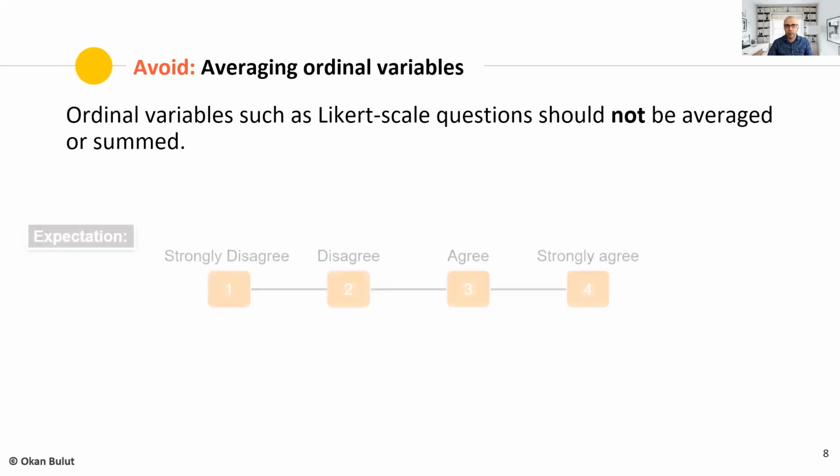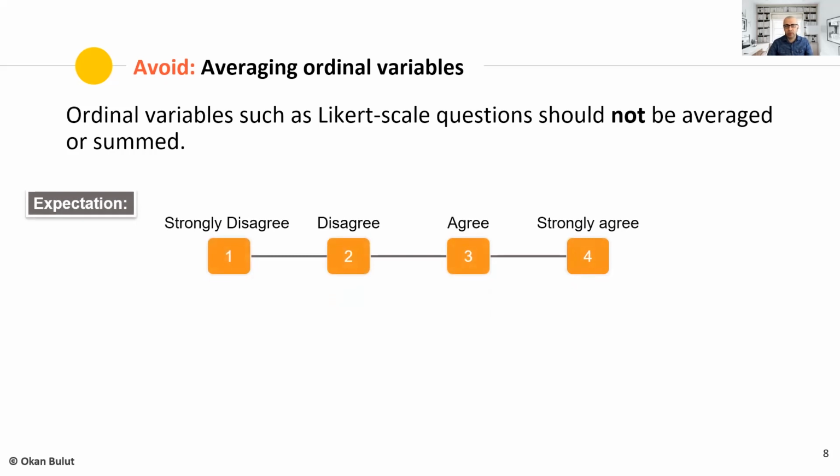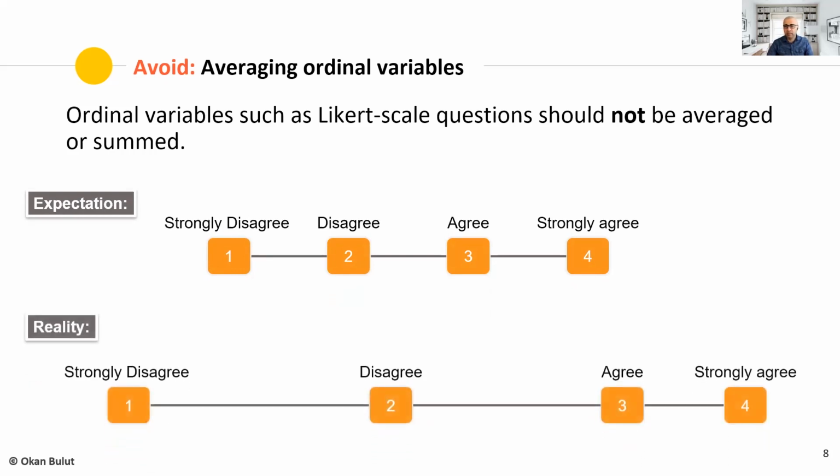Let me give you an example. This is what we assume: strongly disagree, disagree, agree, and strongly agree, we label them as 1, 2, 3, 4. We assume that they are equally distant from each other, meaning that selecting strongly disagree, disagree, agree, and strongly agree are equally likely for people. But in reality, that may not be the case.